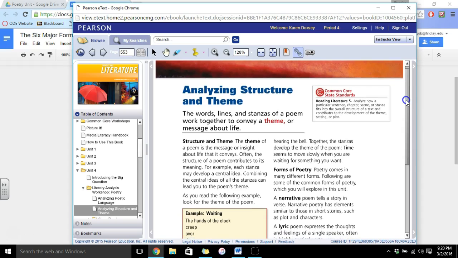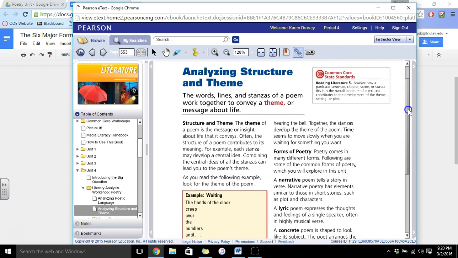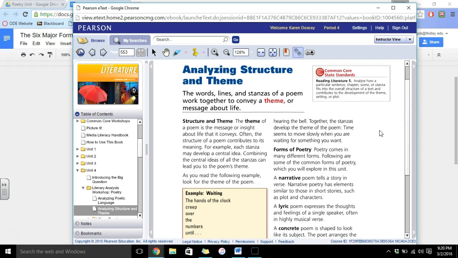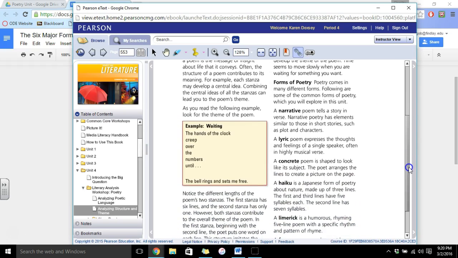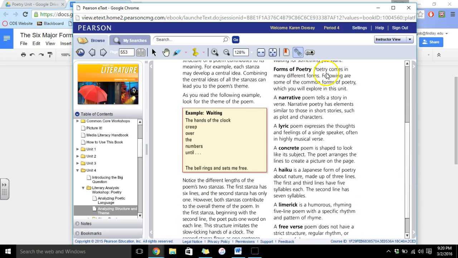So today in class we talked about lines and stanzas, and you got a chance to do the paint chip poetry a little bit. So now we're going to put all of that information to good use. So we're actually going to start over here at forms of poetry. Poetry comes in many different forms. Following are some of the common forms of poetry which you will explore in this unit. So we're going to skip narrative and lyric, and we're going to skip down here to concrete.